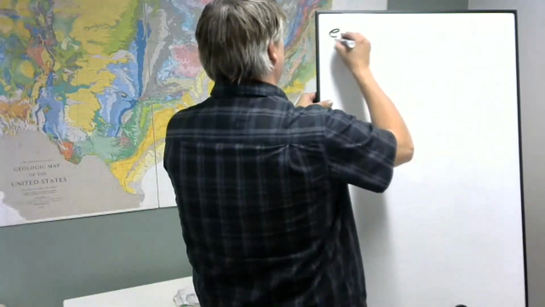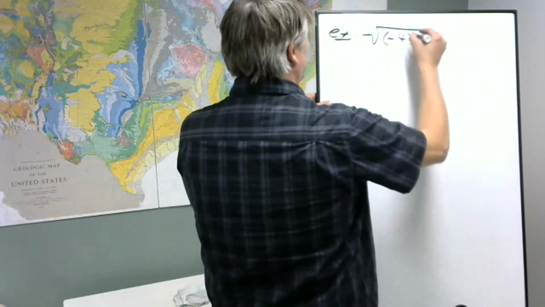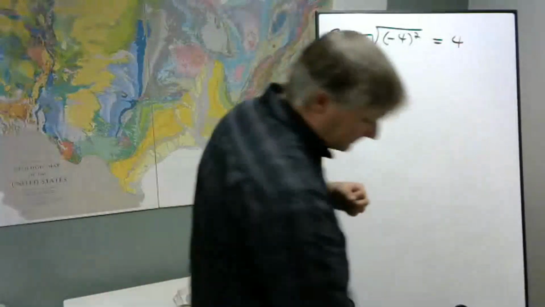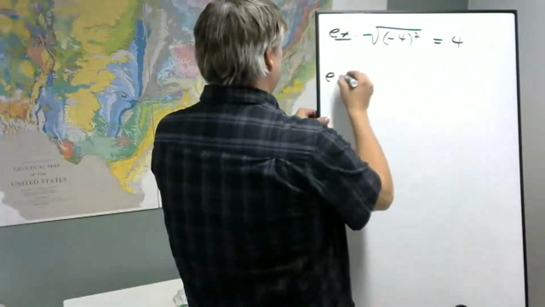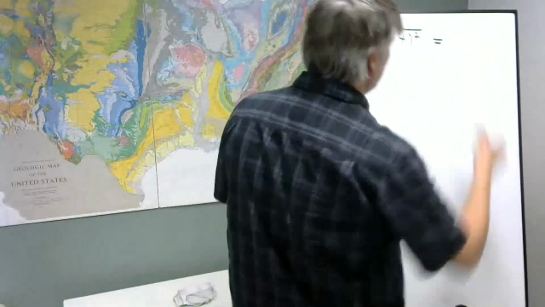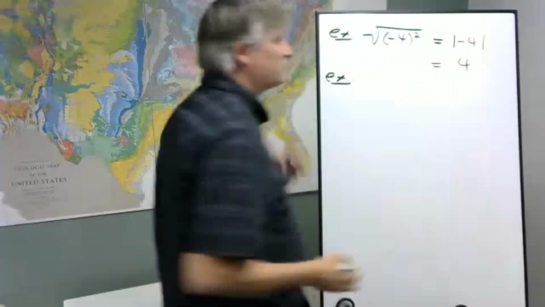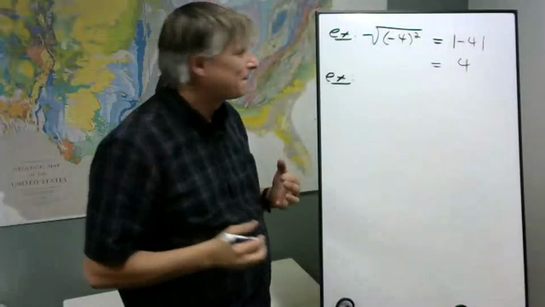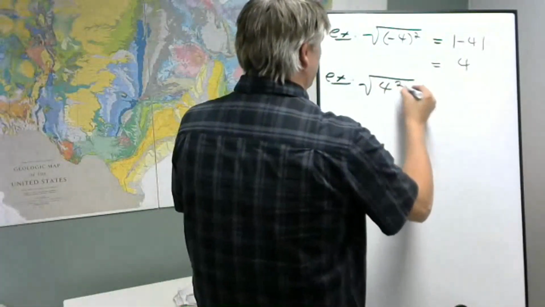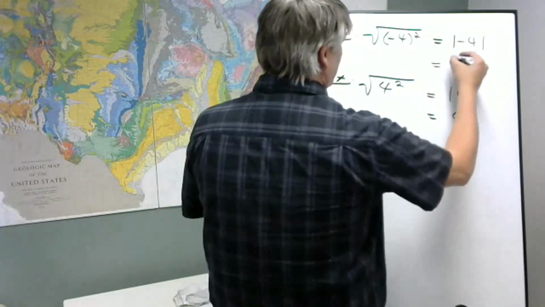So, for example, the positive square root of -4 squared will come out to be +4. Or to put it another way, we could say it's equal to the absolute value of -4, which is +4. It's a better way of putting it. Now, of course, if we do the square root of 4 squared, this will be the absolute value of 4, or just 4.